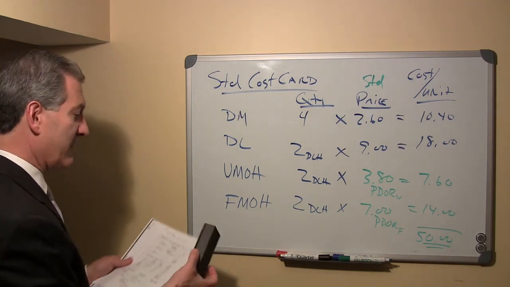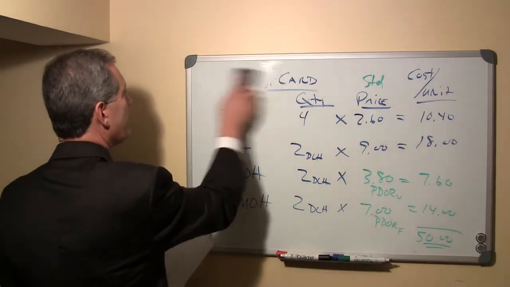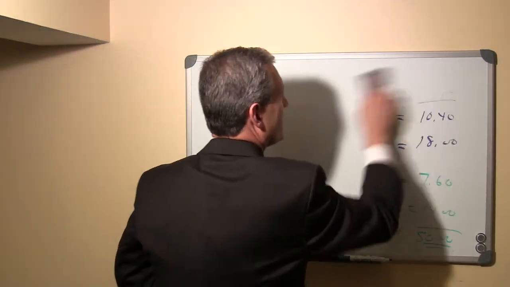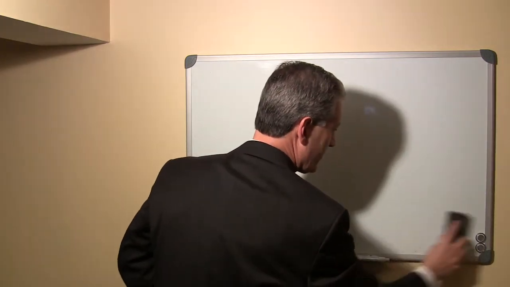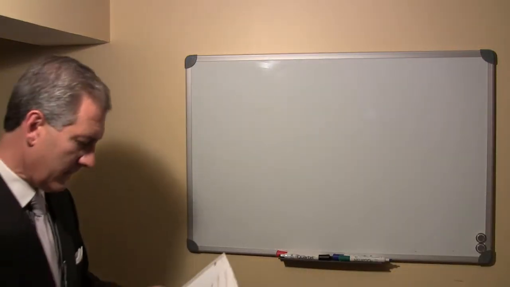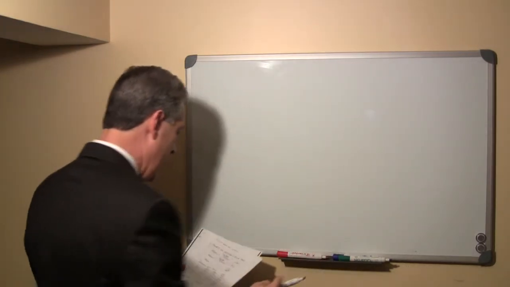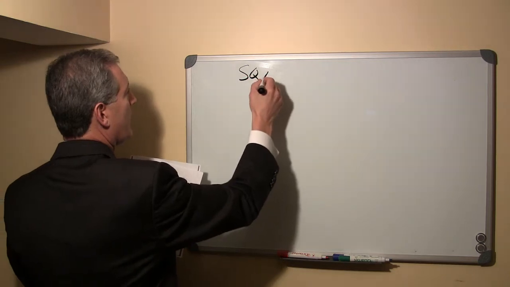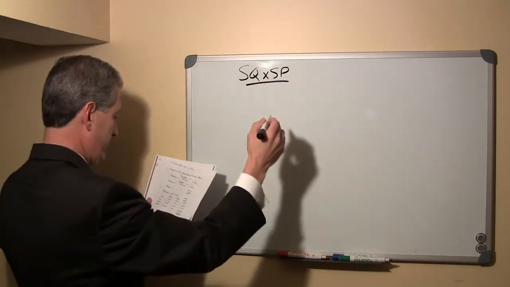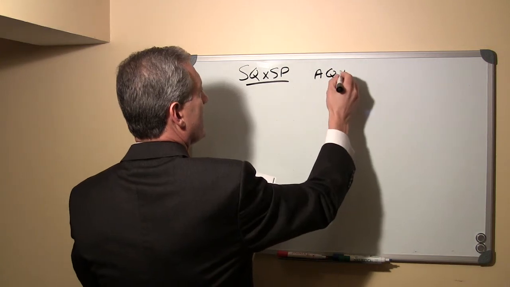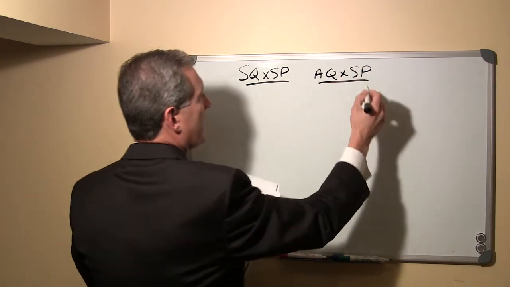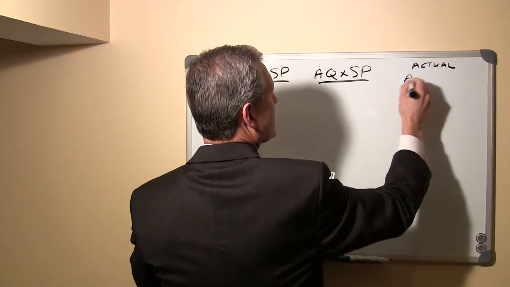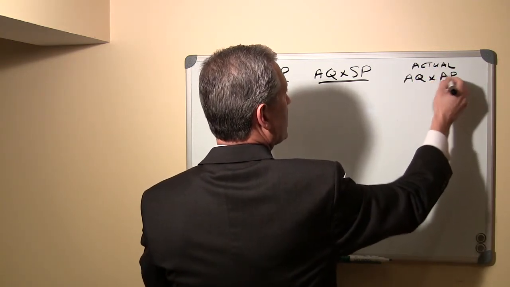Let's start calculating our variances now. You have the standard cost card available to you, and you're going to use that to calculate your standard cost. Let's take a look first at direct materials. In the format that I've suggested you work with is standard quantity times standard price, actual quantity times standard price, and then lastly the actual, which is actual quantity times actual price.